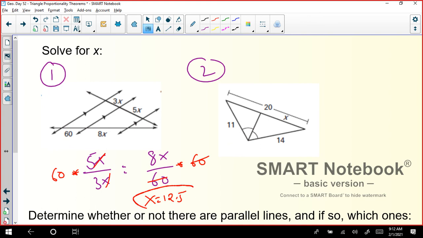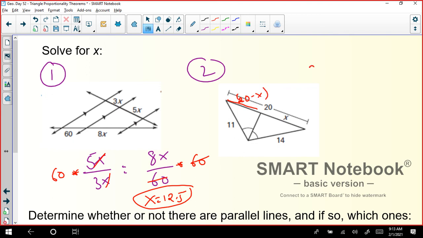Okay. Let's try this one too. This is a little challenging problem, so I want you all to pay attention. This is based on your third triangle proportionality theorem. Whenever we have a ray or a side that bisects, then we can apply the third triangle proportionality theorem. This particular side whole is 20, this is x. So this particular side, only this one, is going to be 20 minus x.